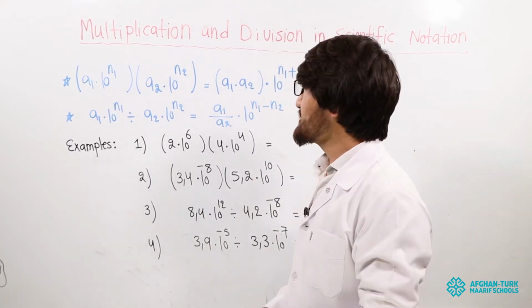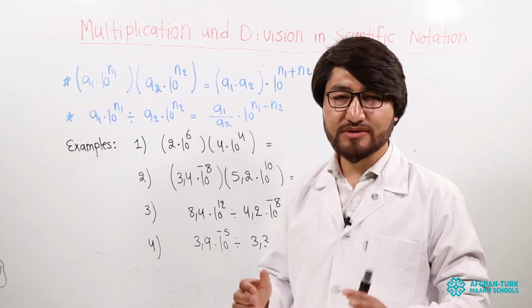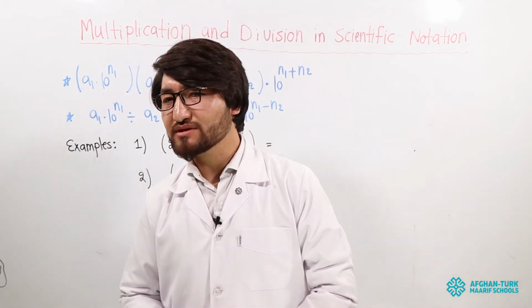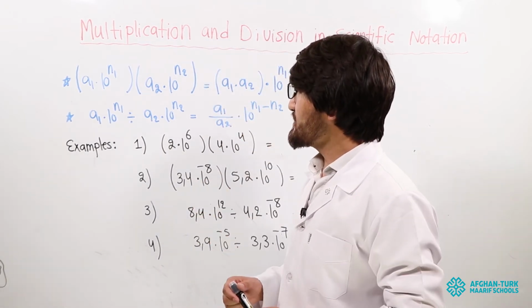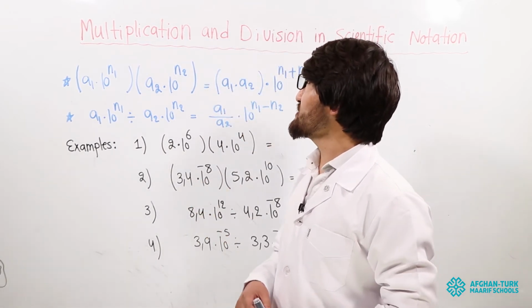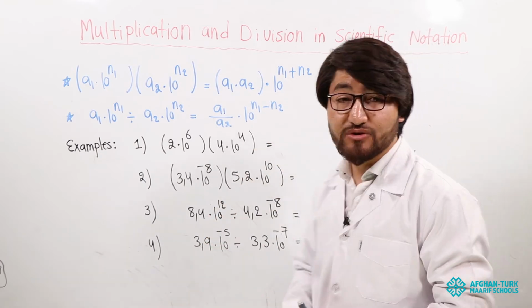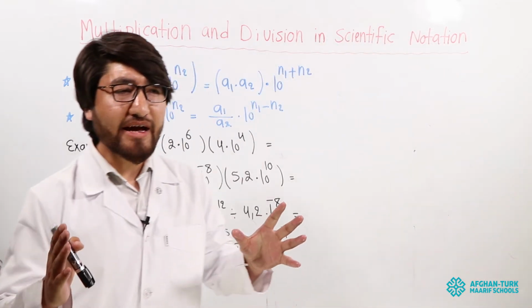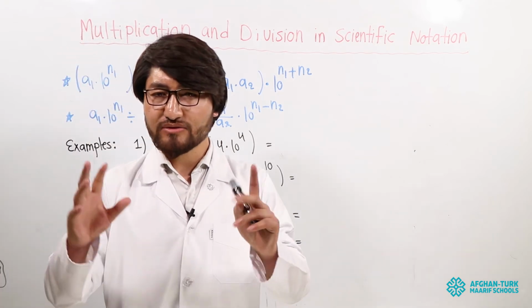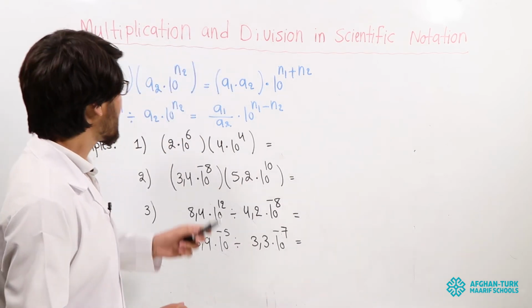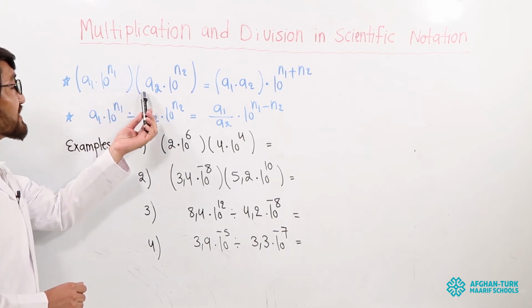My students, I told you before about addition and subtraction in scientific notation. Now I will tell you about multiplication and division in scientific notation. When we have two scientific numbers, how do we multiply or divide them? I will tell you. Here we have two scientific numbers.